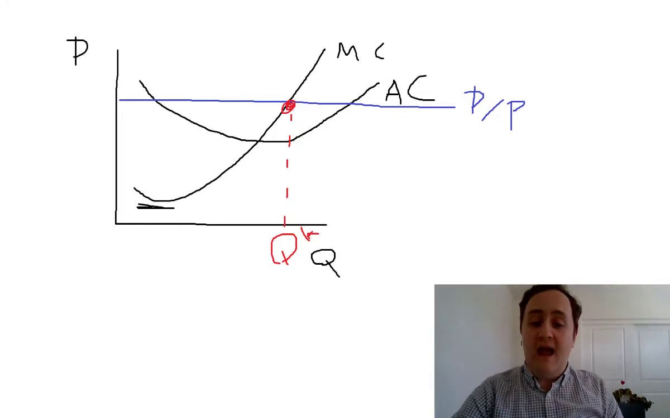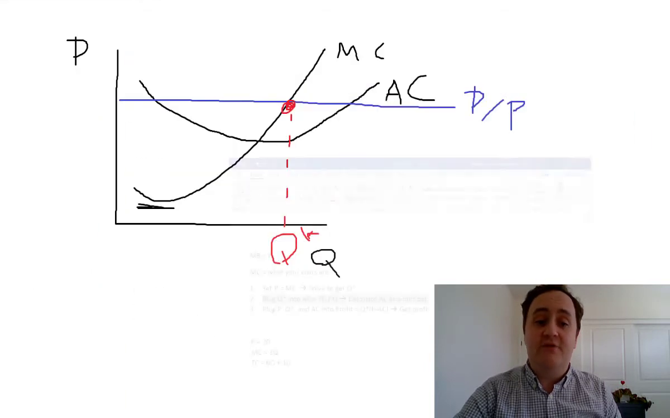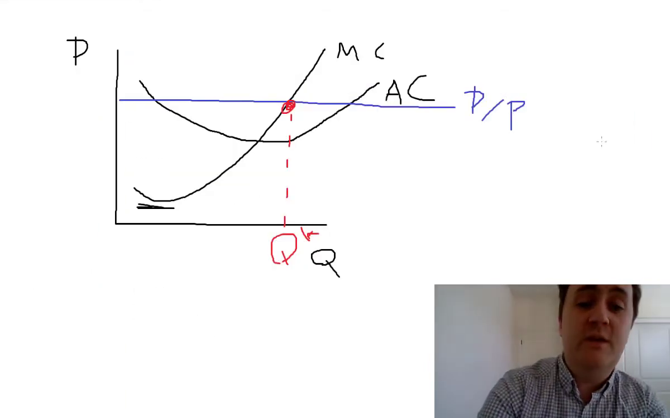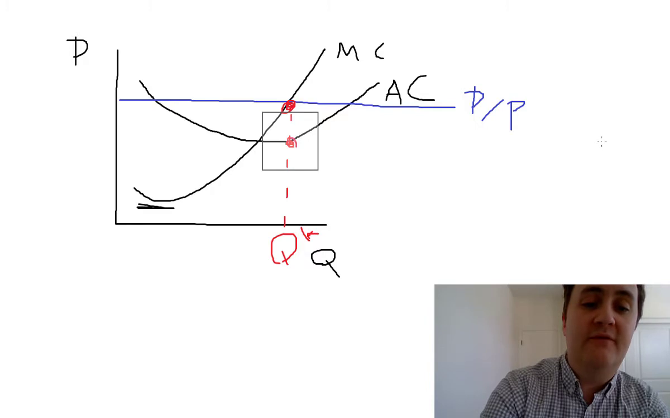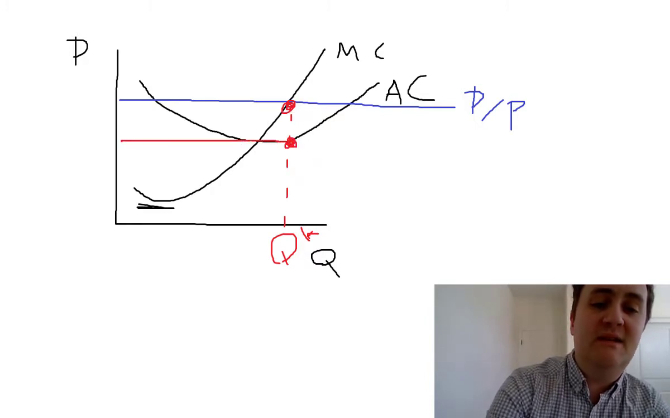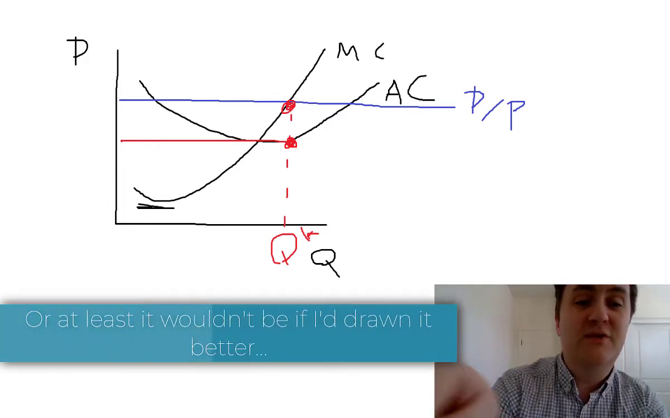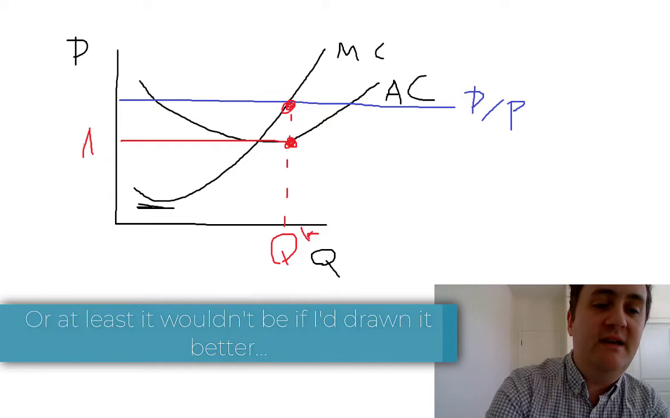Next, we're going to plug our quantity into the average cost function to get an average cost as a number. So we take this quantity, we follow it along until we hit average cost, again looking for the intersection of the line. Follow that along. Notice it's not quite at the point where marginal cost and average cost cross, because that was the minimum. It goes slightly above it. So here's average cost as a line.